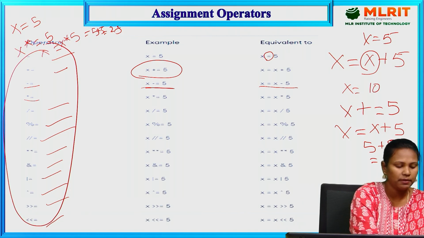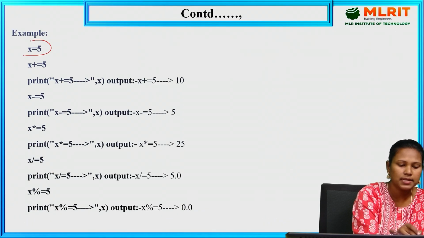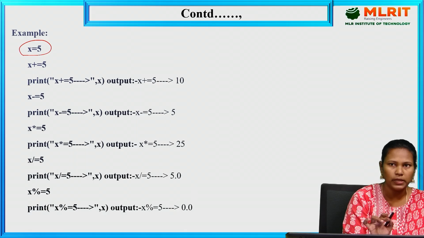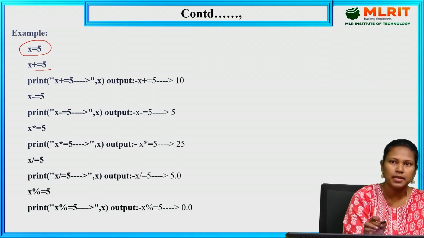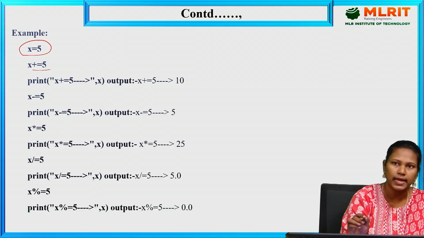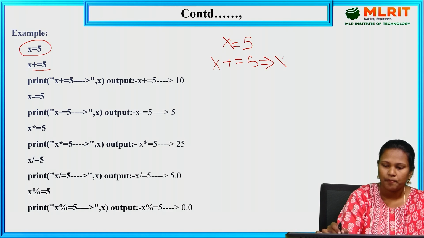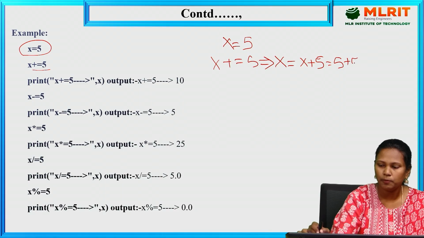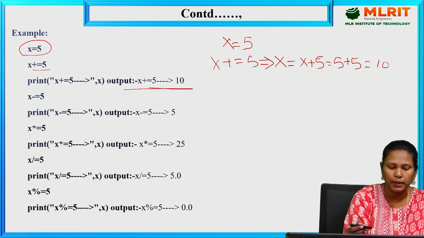We will see one by one. The first one is equal to. So x is equal to 5; we assign one value to the variable x. Now we perform the remaining assignment operators, that is plus equal to 5. X is equal to x plus 5. By default the x value is 5. X plus equal to 5 means x is x plus 5, so 5 plus 5 equals 10. Now the x is updated to 10.